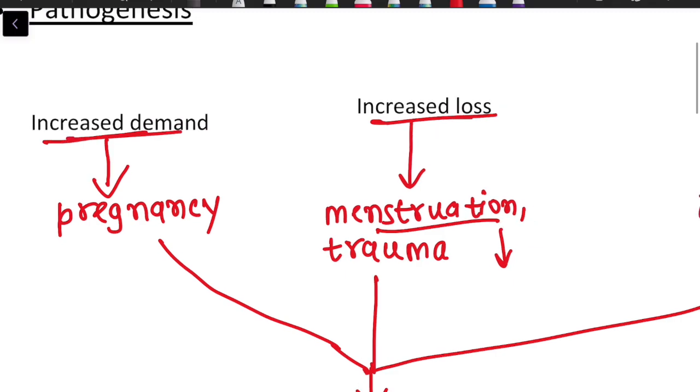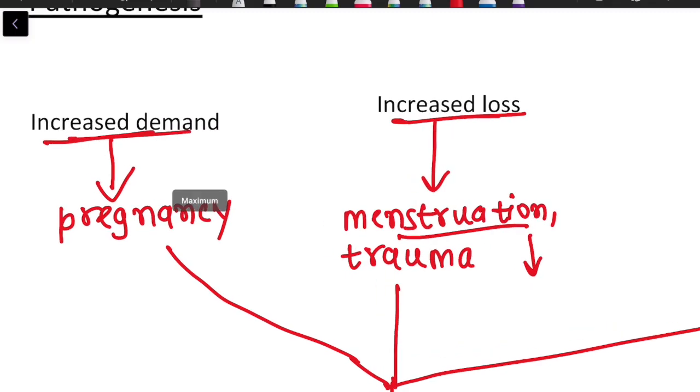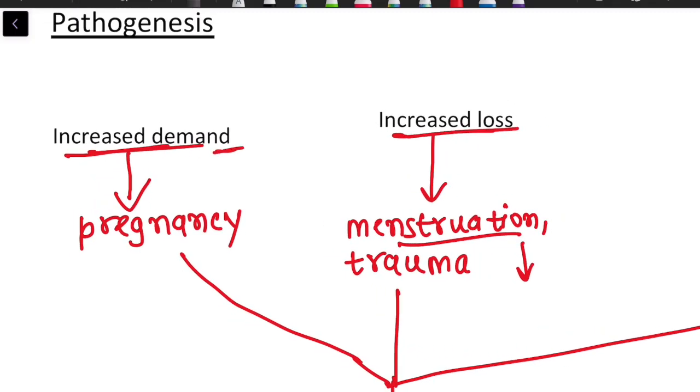So, if I talk about increased demand, then increased demand is seen especially in the case of pregnancy. So, in pregnant females, they carry a fetus, and the fetus also has to synthesize hemoglobin. So, if there is not the appropriate nutritional supply given to that female, then that can lead to anemia.